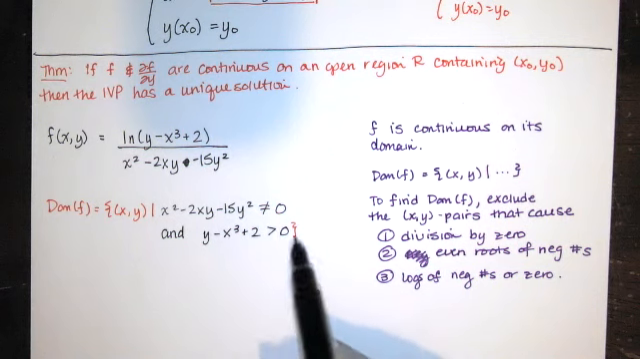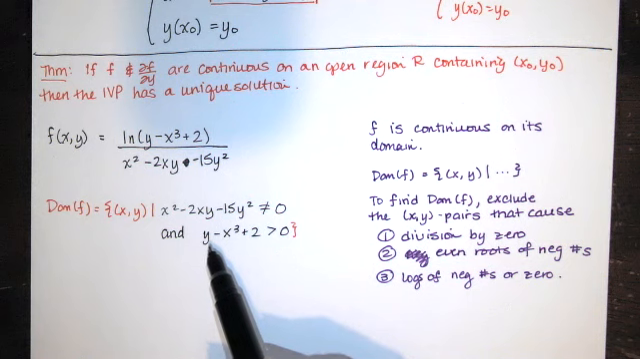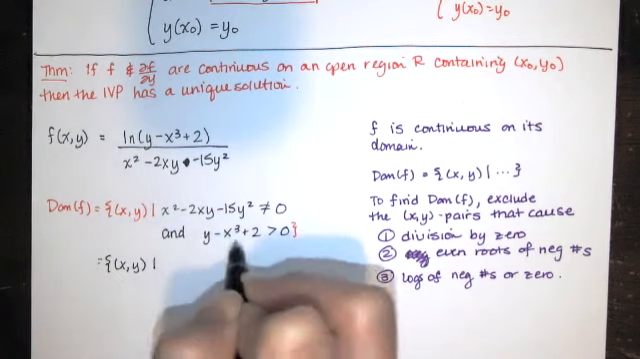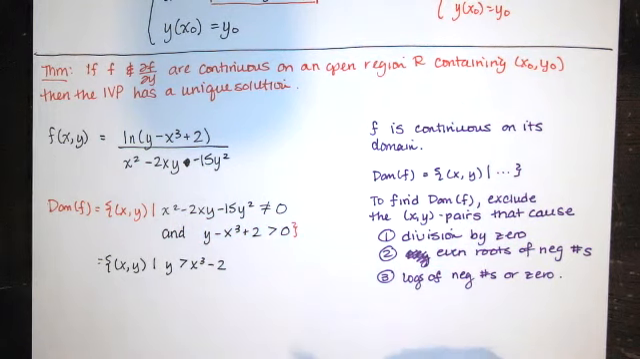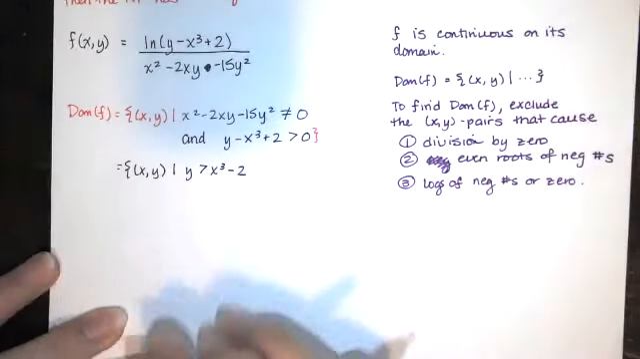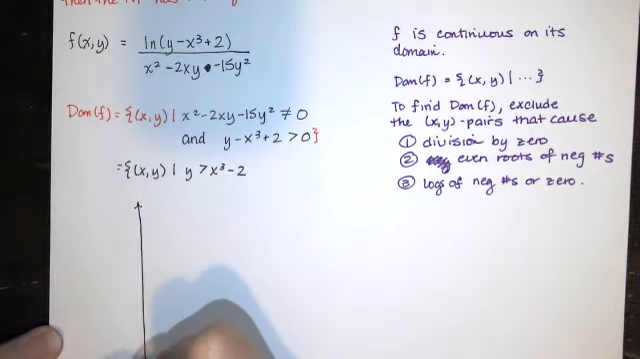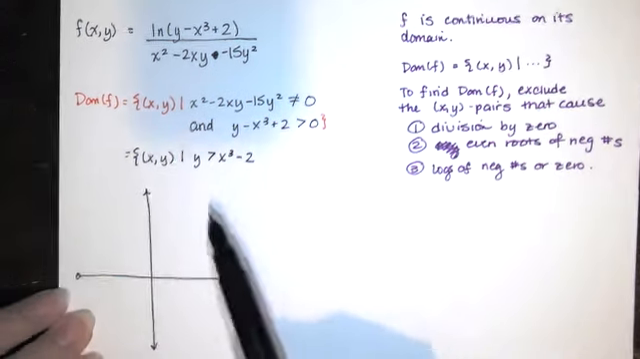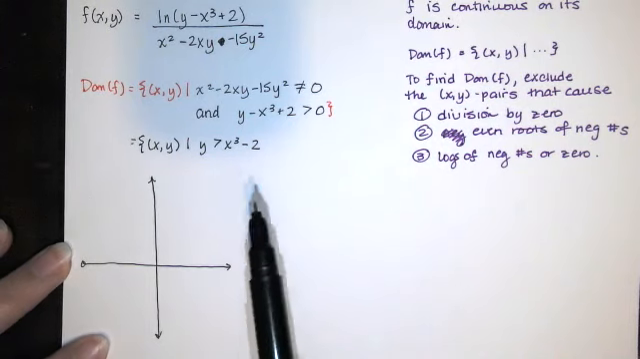Now, with this first inequality, or actually the second inequality, since it involves a y to the first, I would recommend that you isolate y by adding x cubed to both sides and then subtracting 2 from both sides. And then you see an inequality that has to be satisfied. That makes it a little bit easier to graph. So we want all the xy pairs for which y is strictly greater than x cubed minus 2.